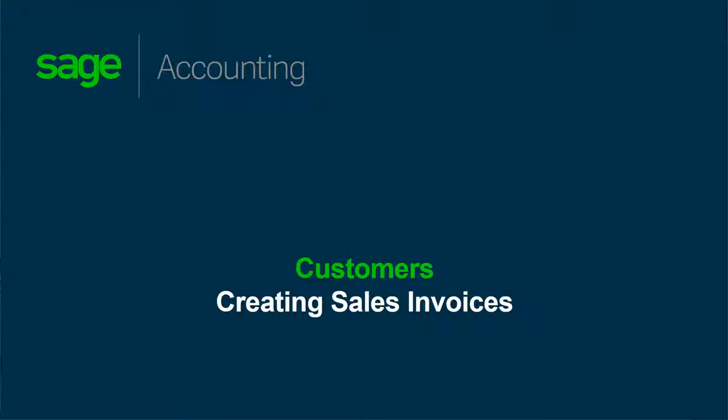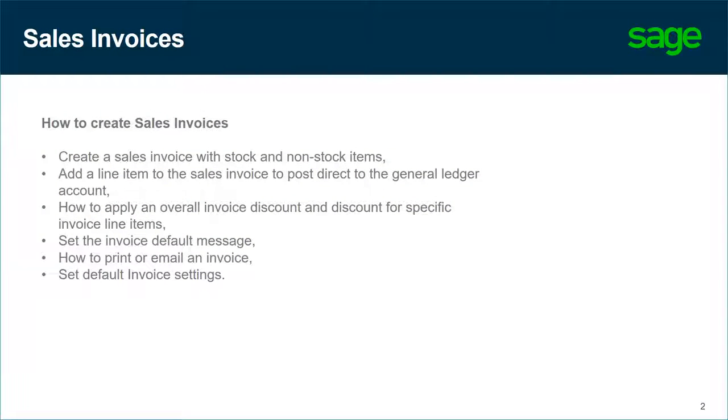This video explains the process to create a sales invoice in Sage 1. The topics covered in this video are: create a sales invoice with stock and non-stock items, add a line item to the sales invoice to post direct to the general ledger account, how to apply an overall invoice discount and discount for specific invoice line items, set the invoice default message, how to print or email an invoice, set default invoice settings.